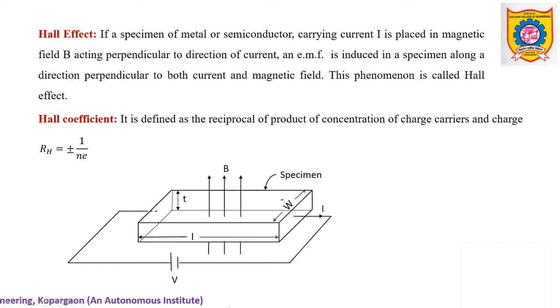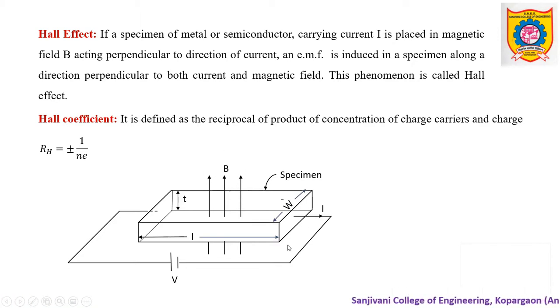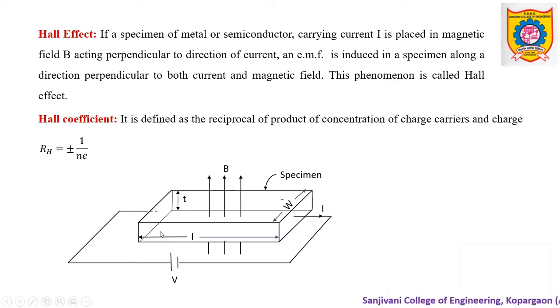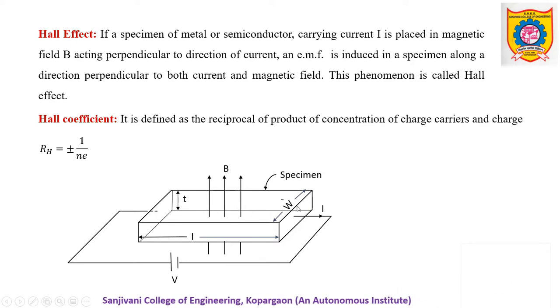When we switch on this magnetic field, some force is exerted on the charge carriers, and the direction of the force is this Z direction. Due to that, the charge carriers experience the force and are deviated. One type of charge will be deviated and accumulated on one surface, and on the opposite surface the opposite type of charge will be accumulated.